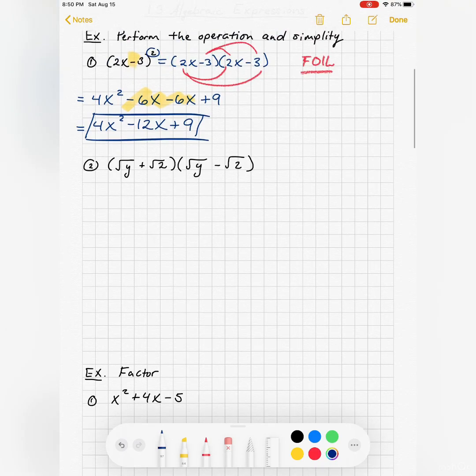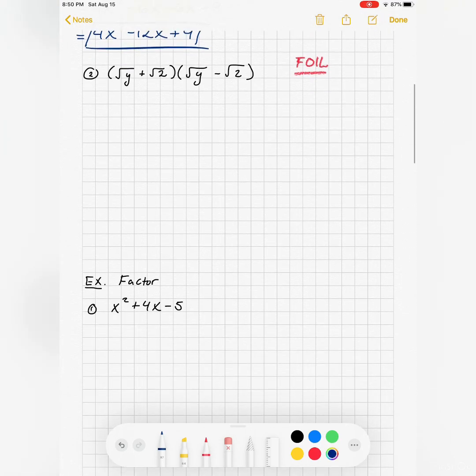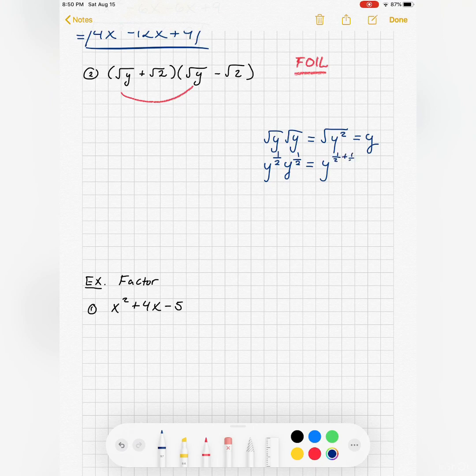Okay, here's another one. I would use the same FOIL process. Okay, so what about square root of y times square root of y? A couple ways of thinking about that. I can say, well, that's the square root of y squared. It's y, right? Or I can say, well, that's y to the 1/2 times y to the 1/2. I add the powers, and it's y to the 1.